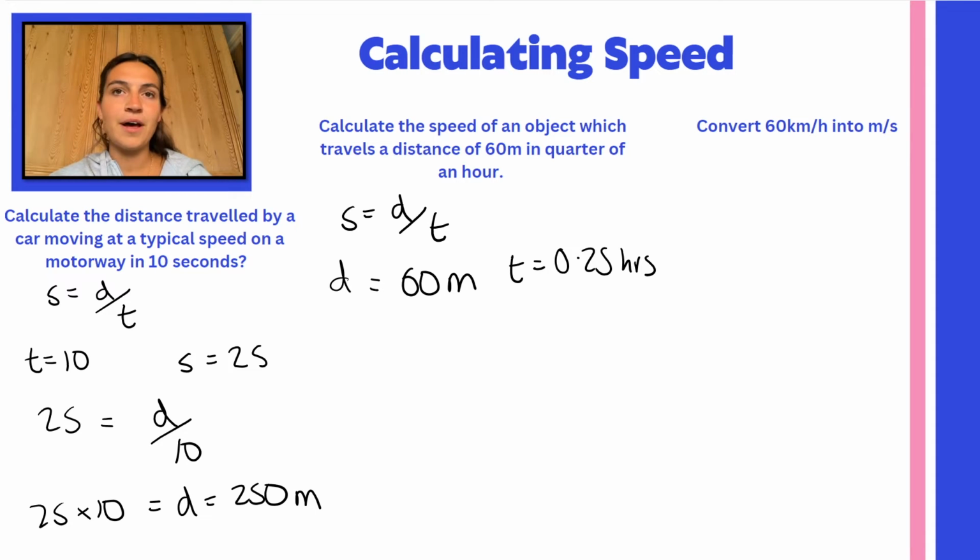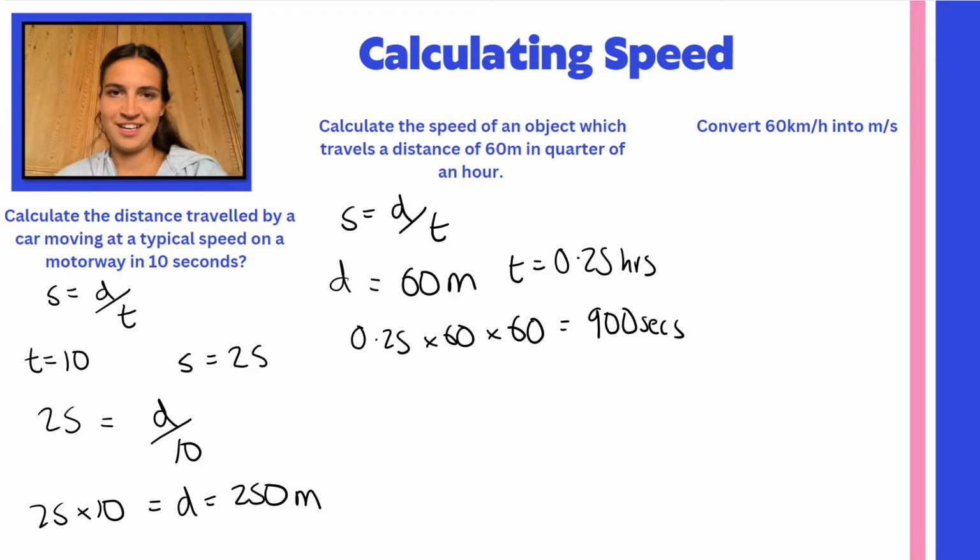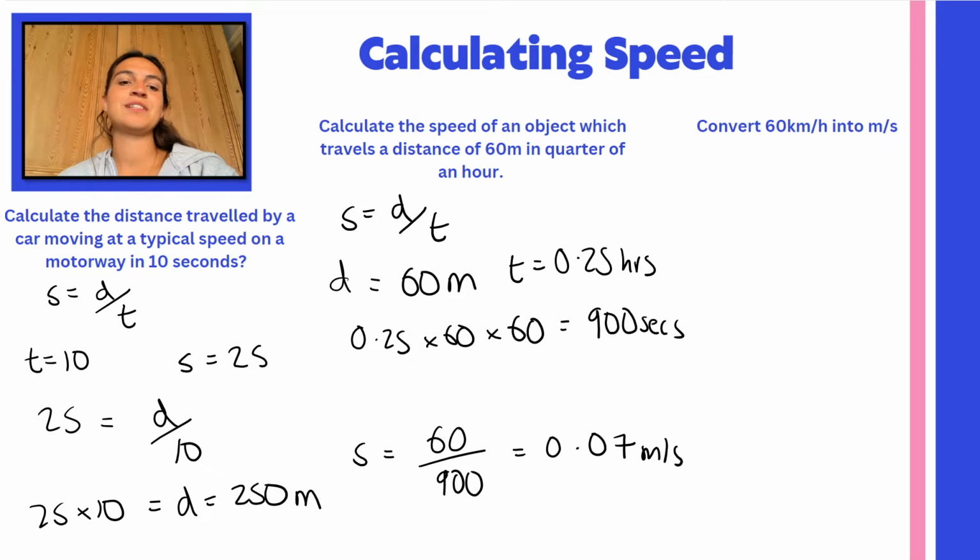Now, remember, in this equation, your time needs to be in seconds. So I'm going to convert that 0.25 hours into seconds. To do that, I need to multiply it by 60 twice, and that gives me 900 seconds. Okay, time to plug those numbers into the correct part of my equation. Speed equals 60 over 900, 0.07 meters per second.